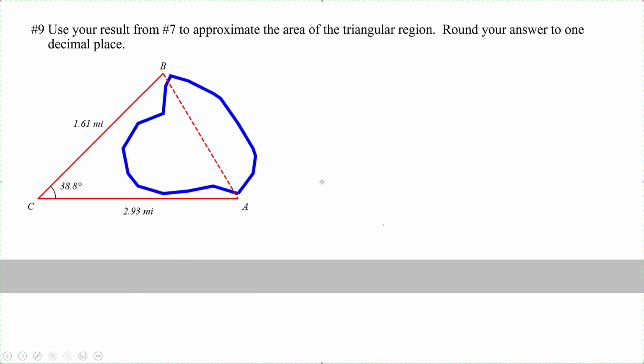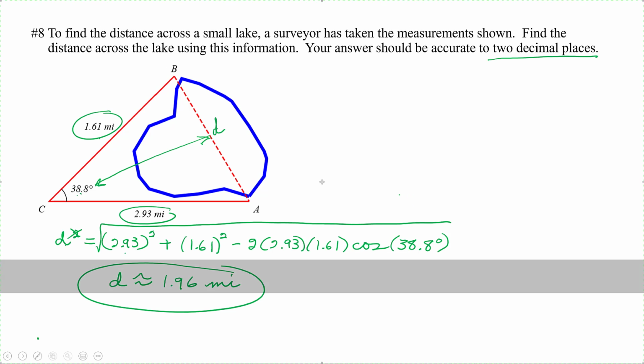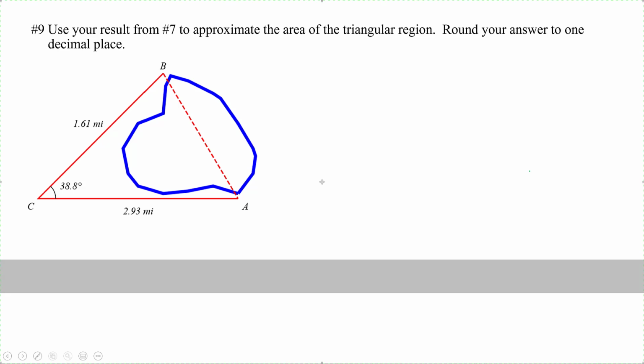We're going to use the result that we just found, actually. Let's go back and remember what that result was. We found the distance here was approximately 1.96 miles. So we're just going to say that this right here is about 1.96 miles. Okay, so we're going to use the result from the problem that we just did, which I think was number 8, to approximate the area of the triangular region.